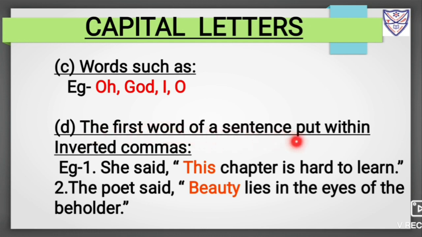Now the first word of a sentence put within inverted commas. For example, she said, "This chapter is hard to learn." Now after this inverted comma, the first word, that is "this," and the first letter of "this," that is T, will be in the form of a capital letter. Number 2, the poet said, "Beauty lies in the eyes of the beholder." Over here, B of "beauty" will be capital. Why? Because it is again the first word of the sentence. Therefore, the first letter of beauty will be a capital letter.